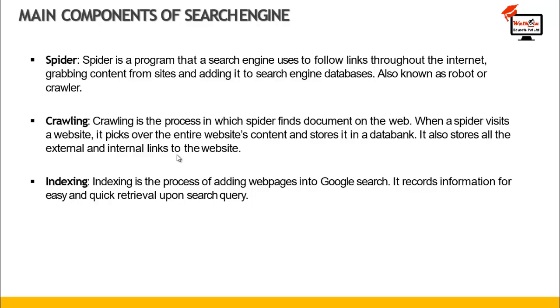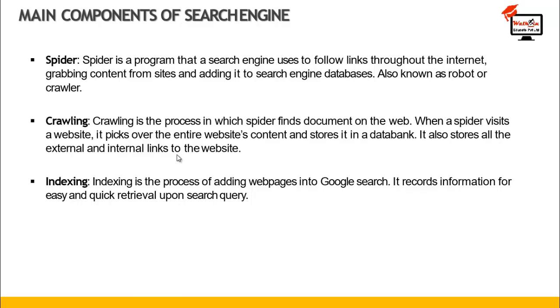Once it finds that the content is original and unique and does not exist on any website, then it will take the content and store it in Google's database. Now how will it store? That comes up in indexing. Indexing is the process of arranging all the websites in a particular order with respect to the keywords.